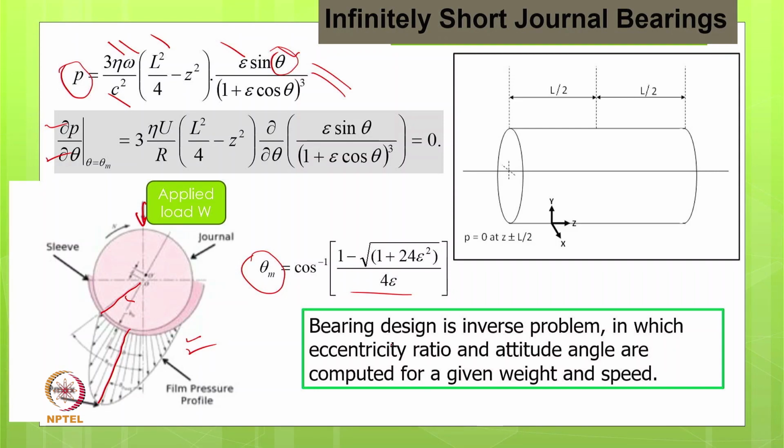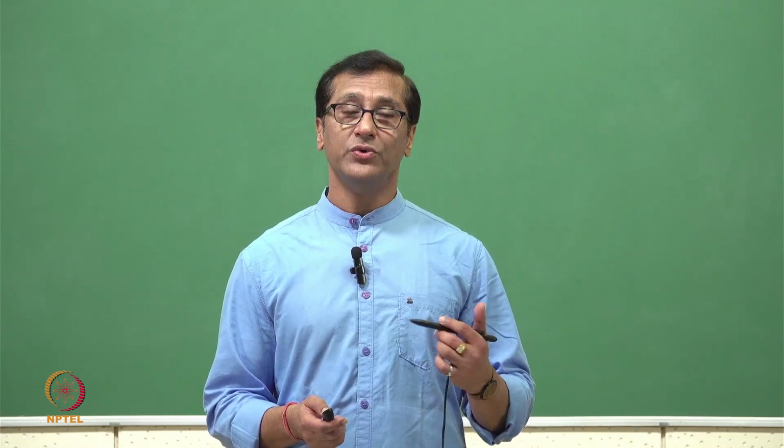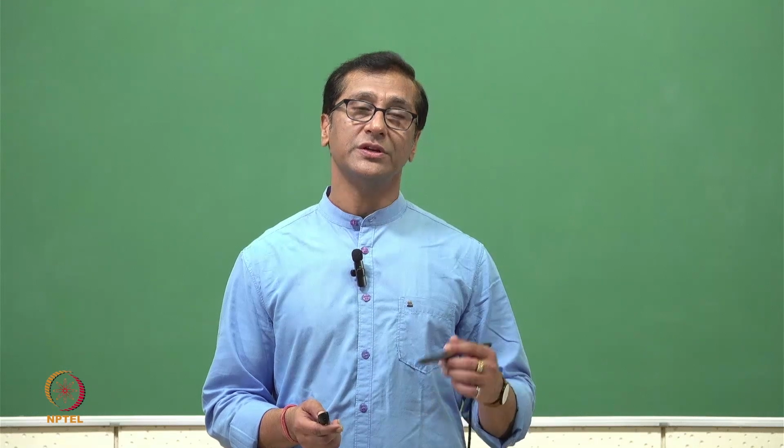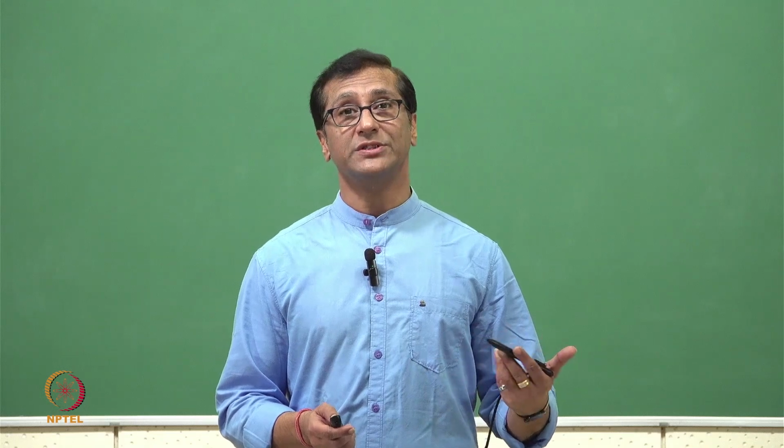So what we say generally is that bearing design is an inverse problem. It's not a direct problem. The reason being, we need to find the eccentricity ratio and attitude angle from the given weight and speed. But if you look, pressure is given in terms of eccentricity ratio. Theta max is given, and the maximum pressure location is given in terms of epsilon, but epsilon is not known to us. So these are inverse problems. We need to do iteration, and when we do iteration, naturally computational efficiency comes into the picture, how fast we are able to converge the results.